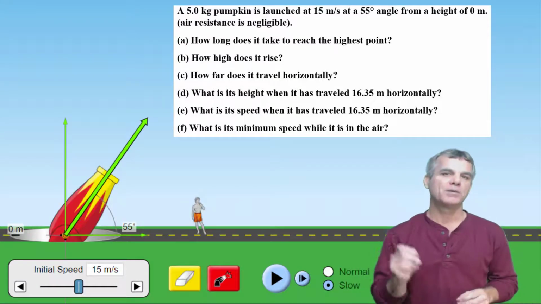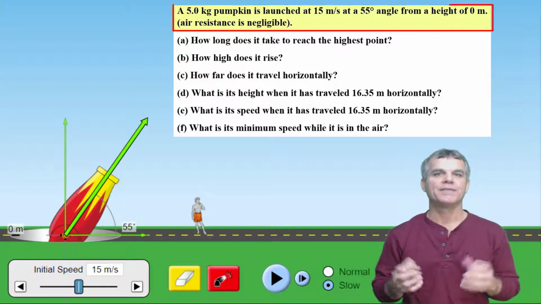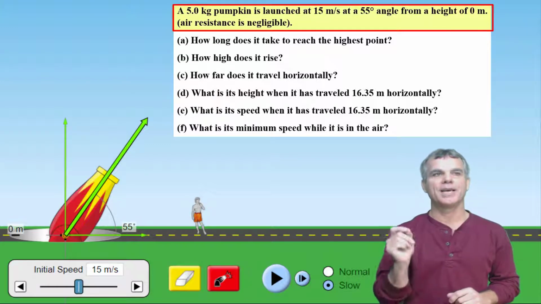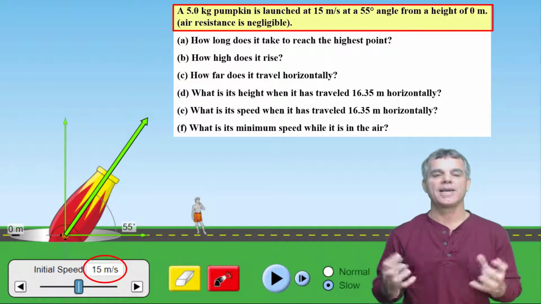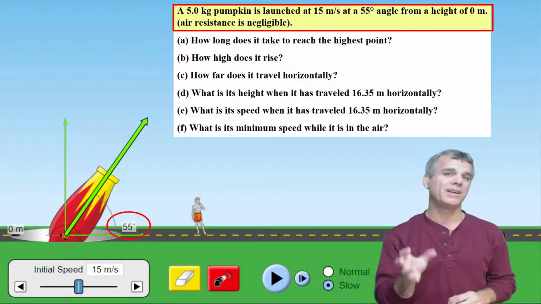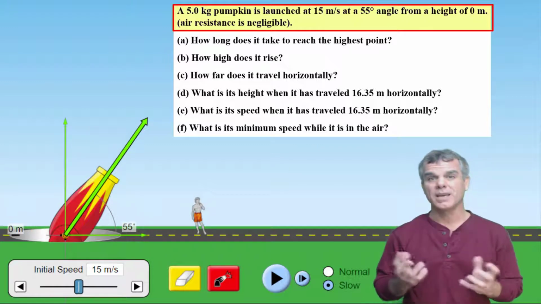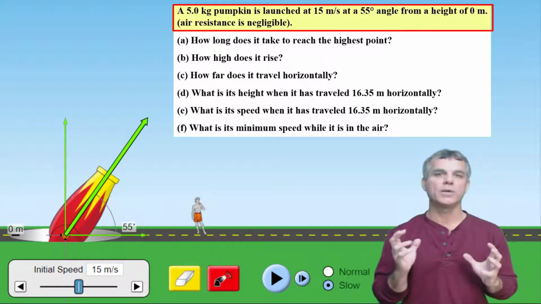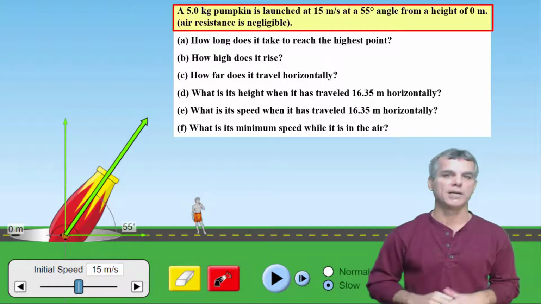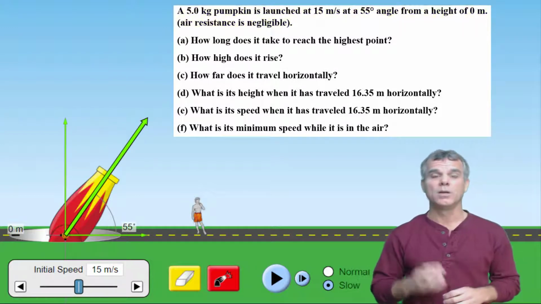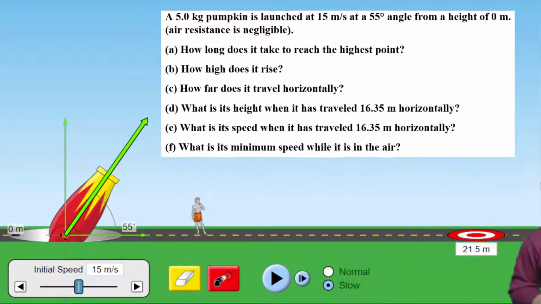This example problem states the following. A 5-kilogram pumpkin is launched at 15 meters per second at a 55-degree angle from a height of 0 meters. Air resistance is negligible, so we can use the equations of projectile motion. And what we want to know are 6 different things.